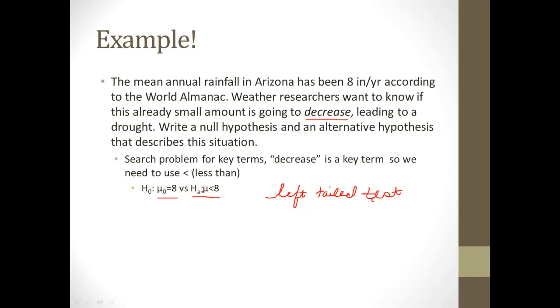The mean annual rainfall in Arizona has been 8 inches per year according to the World Almanac. Weather researchers want to know if this already small amount is going to decrease, leading to a drought. Write a null hypothesis and an alternative hypothesis that describe this situation. So you want to search the problem for key terms. Decrease is a key term, so we need to use the less than, so it's a left-tailed test. So here is how we would form our hypothesis.